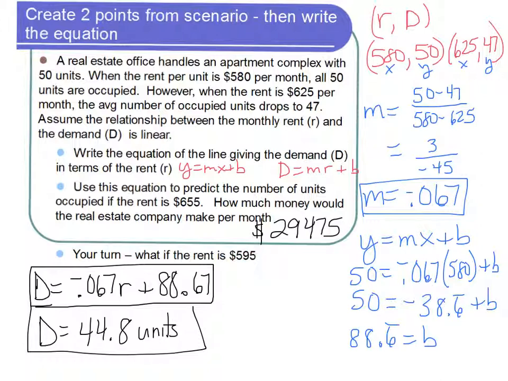Okay, so I want you to try it again. So instead of doing the $655 to get 45 units rented and to make this much money, you do the same thing now with $595 and compare it and see if that's a better deal. Pause the video. I'll wait for you.